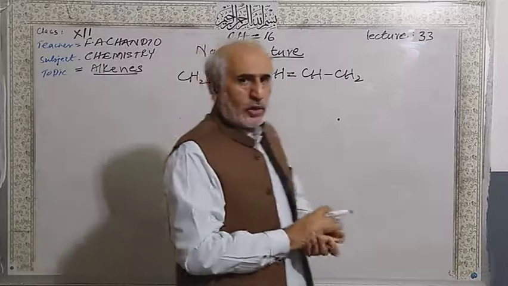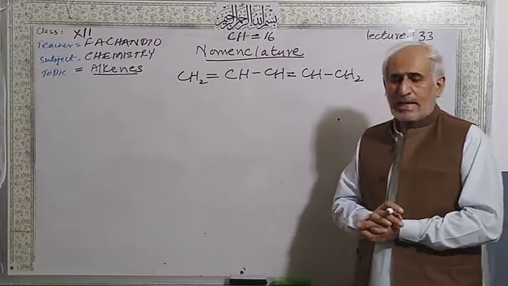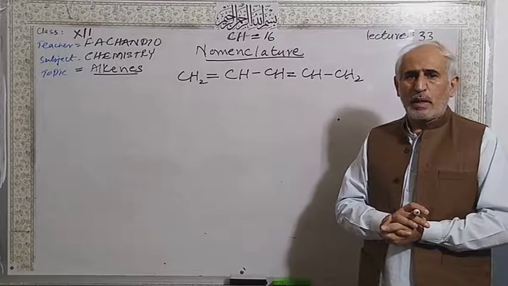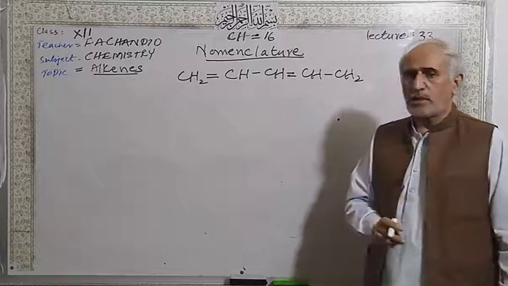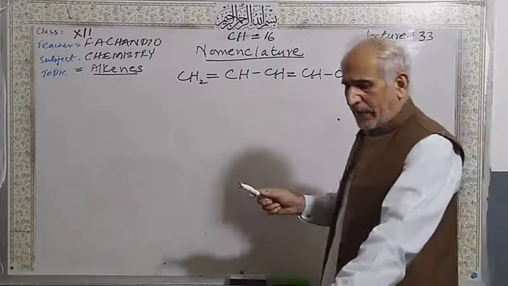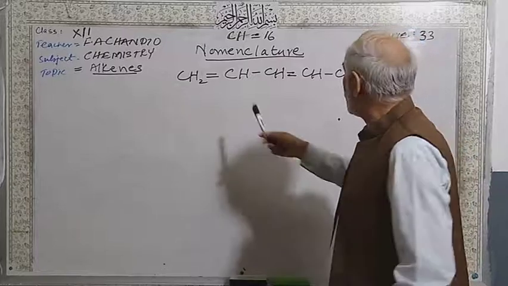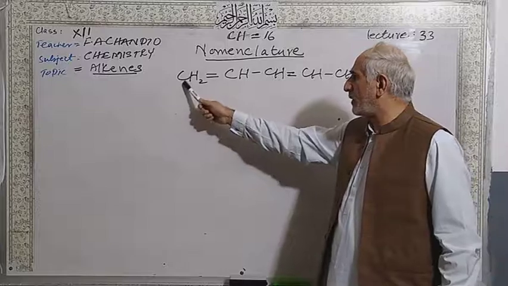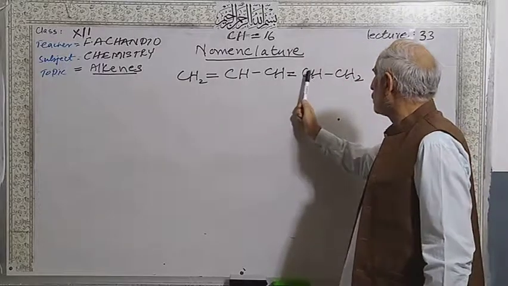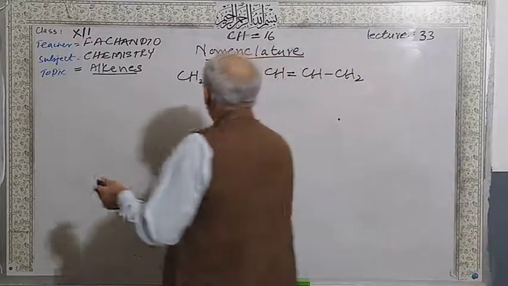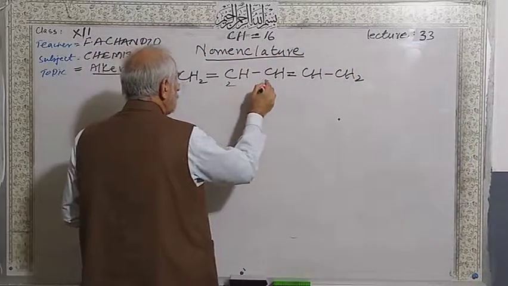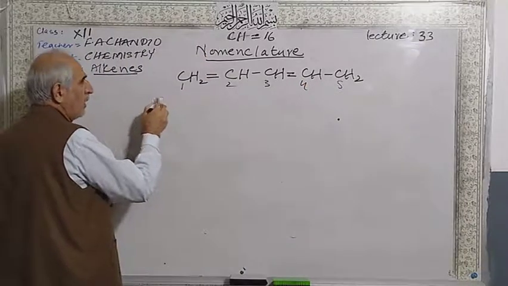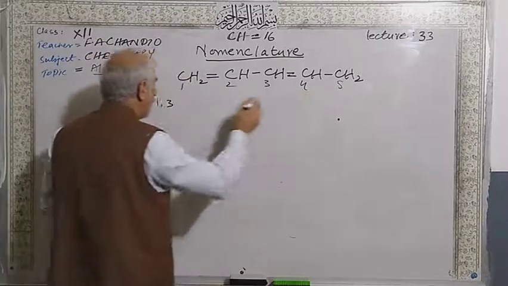I told you that when you are going to give the name of the alkenes, select the longest carbon chain which must contain a double covalent bond, but this contains two double bonds. The rule is the same: you have to start numbering from the side where the double bond is nearer. 1, 2, 3. 1, 2. So nearest from here. So this is 1, 2, 3, 4 and 5. Positions 1, 3, carbon 5.